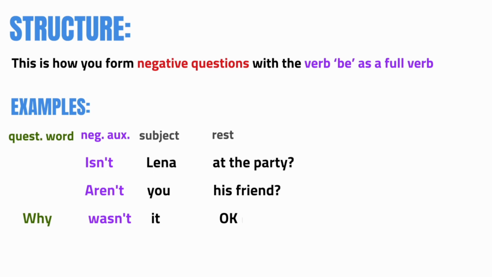Then a sentence with a question word. Why wasn't it okay for you? What isn't nice? And that's a subject question. The subject is the question word. Wer oder was? What?